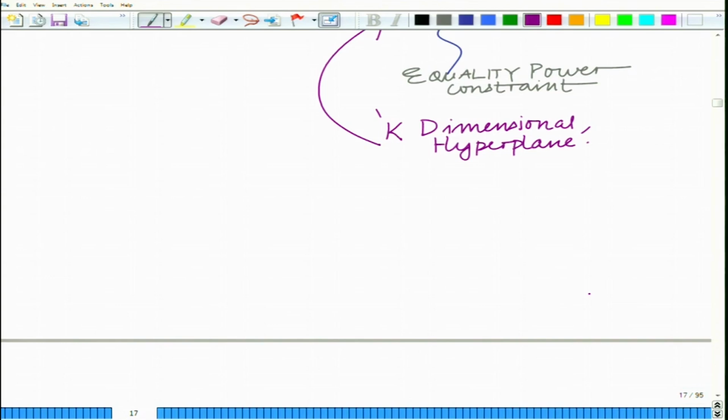Okay. All right. So we have this power constraint in a wireless communication system. If you have an inequality, that is, the sum total of the powers of the different users is less than or equal to P, the total power of the base station, that is basically a half space constraint. And when you have an equality power constraint, that is, the sum total of powers of all the users has to be equal to the power of the base station, that basically represents a hyperplane, which means the set of all feasible powers corresponds to a hyperplane in k dimensional space.